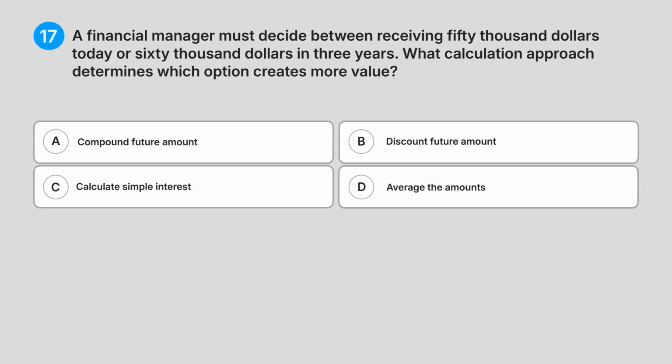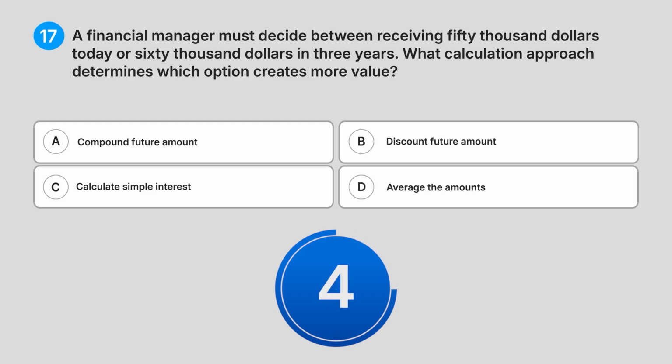17. A financial manager must decide between receiving $50,000 today or $60,000 in 3 years. What calculation approach determines which option creates more value? A. Compound future amount. B. Discount future amount. C. Calculate simple interest. D. Average the amounts. Can you guess the answer?